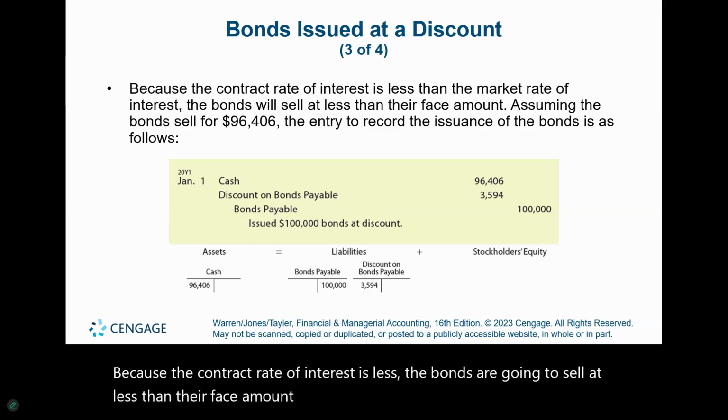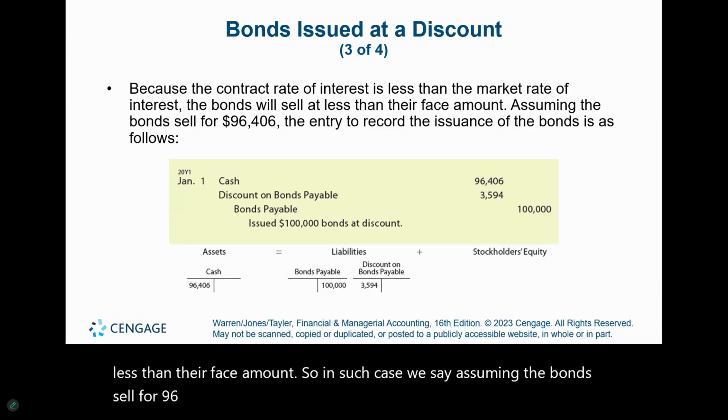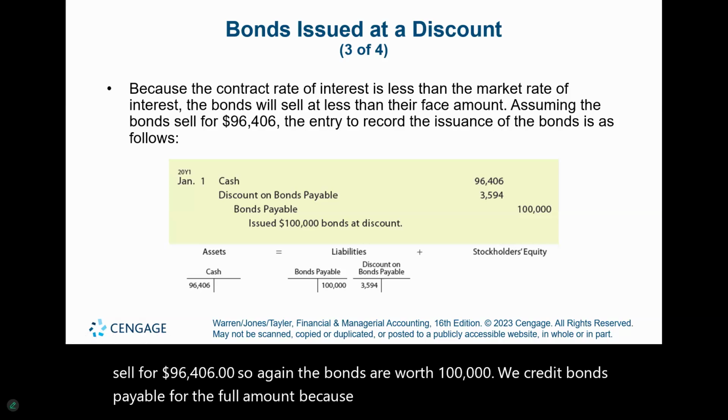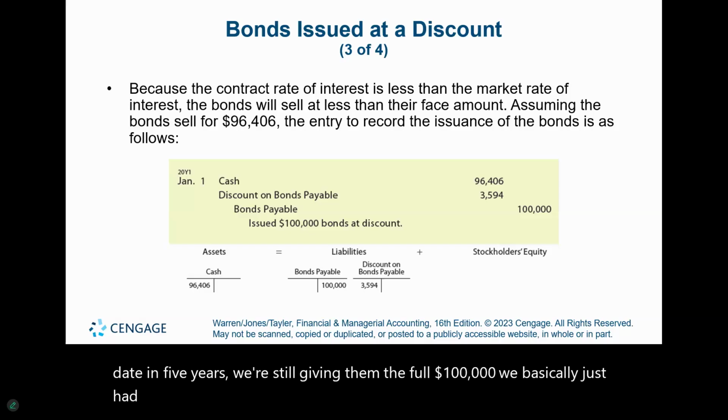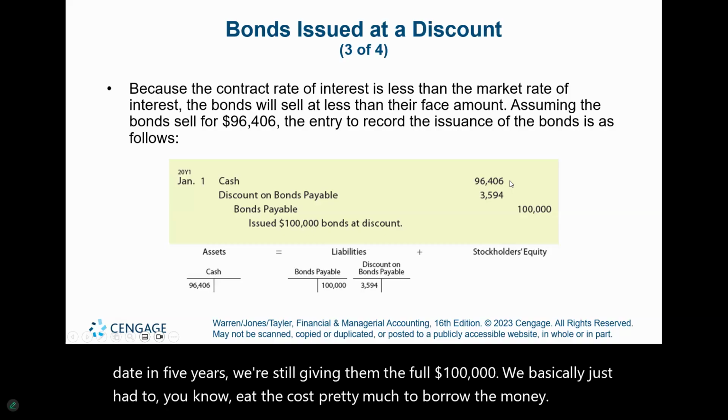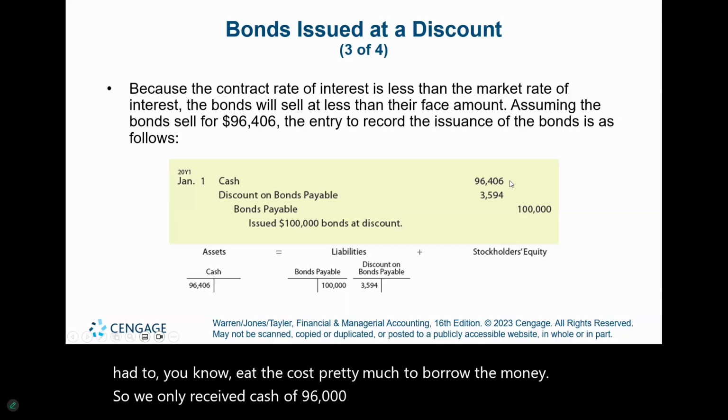So in such case, we say, assuming the bonds sell for $96,406. So again, the bonds are worth $100,000. We credit bonds payable for the full amount because, again, when we repay at the maturity date in 5 years, we're still giving them the full $100,000. We basically just had to eat the cost pretty much to borrow the money. So we only received cash of $96,406, and we're going to pay them back $100,000.